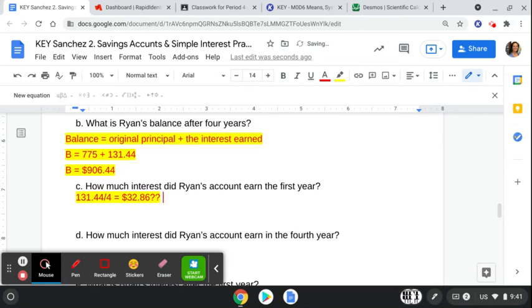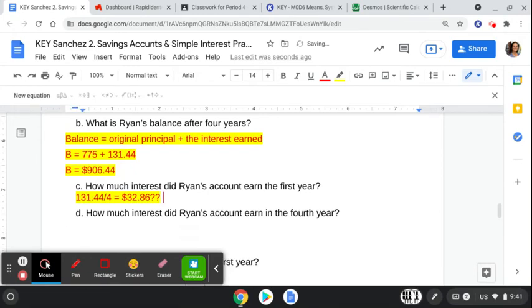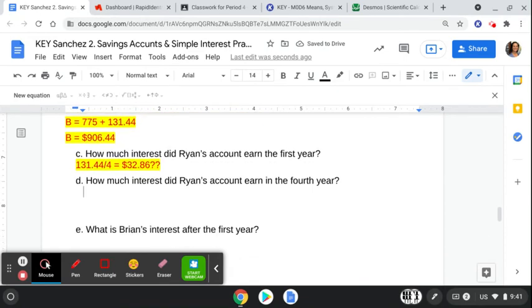Is that how we calculate it? Is that how it works out with the simple interest, where you're getting that much per year no matter what? And then how much interest did he earn in the fourth year?